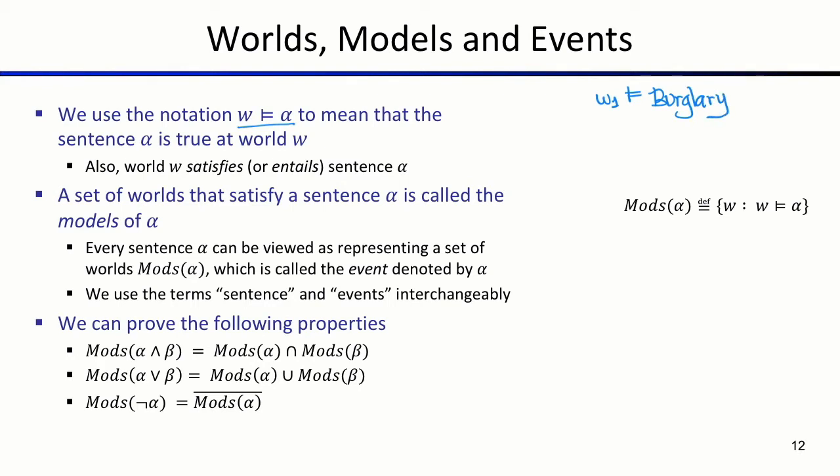But things get a little bit more interesting when you start to define sets of worlds in which a sentence is true. So we call it the model of a sentence alpha, and we define it this way. The model of alpha is defined as the set of worlds in which the world satisfies or entails the sentence alpha.